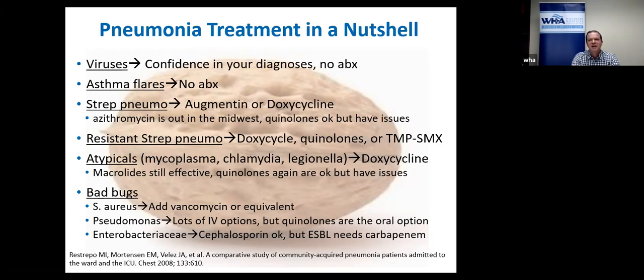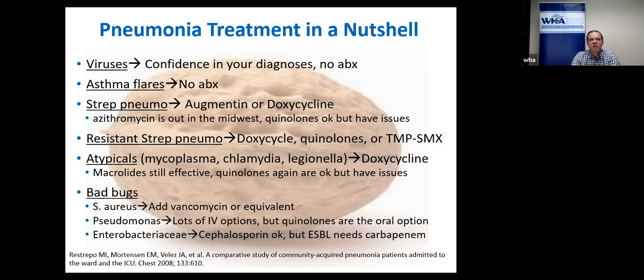If you have a month of symptoms, you know, you might be thinking, hey, this could be mycoplasma. I really thought this was a virus and it was going to improve. You might want to dig a little deeper in that case. But by and large, we need to have a lot more confidence in saying these are viral symptoms. It hasn't been long enough. The symptoms aren't severe enough. We're going to hold off on antibiotics at this time.